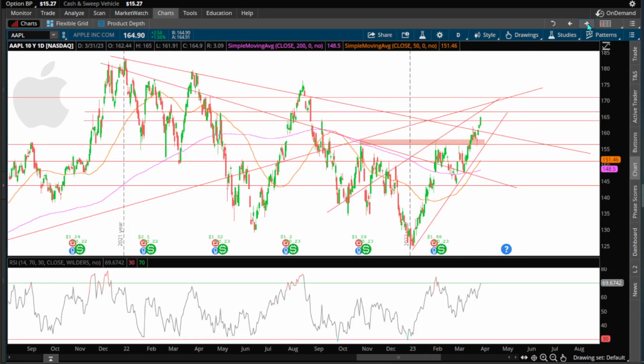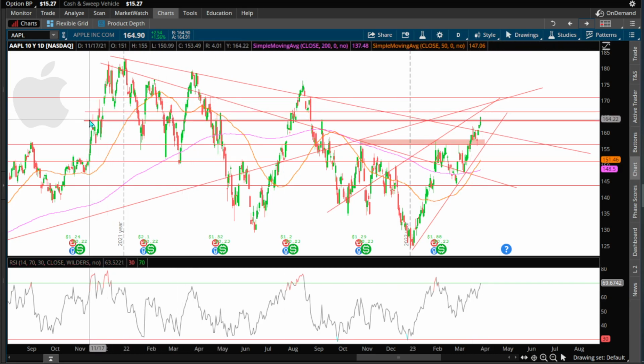Now, let's talk about Apple. I've got a lot of crazy stuff going on here, but here's essentially what I'm looking at. I'm looking at this trend line right here, connecting this and that. Can we inch a little bit higher? Sure we can. We could go all the way up to possibly 167, which is this high right there.